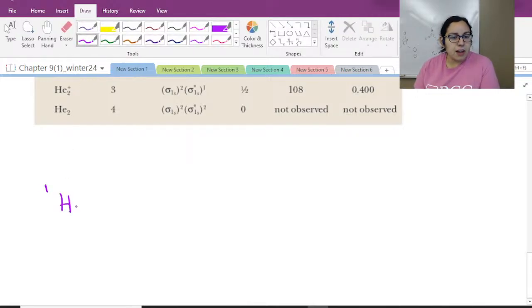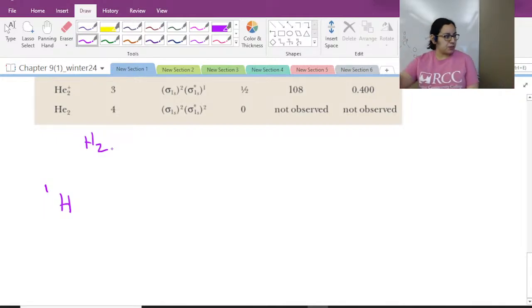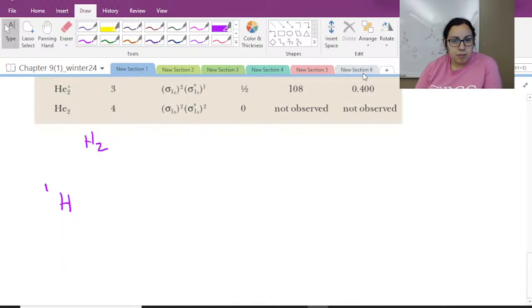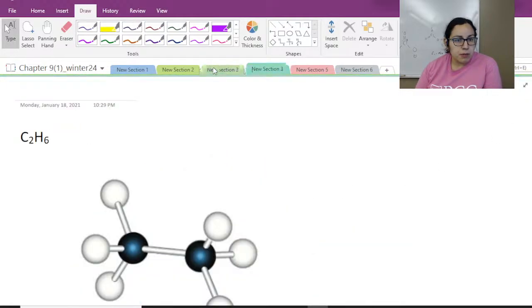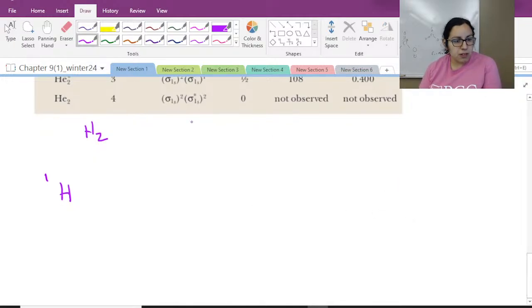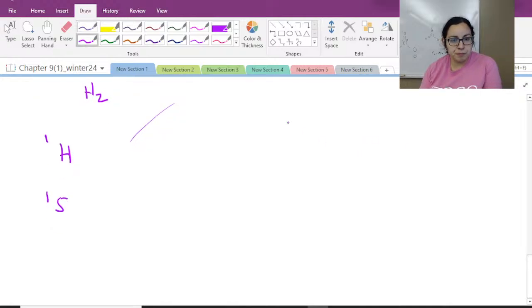Let's just think about hydrogen, and what happens when hydrogen bonds to make diatomic hydrogen. The first question is, what orbitals do we have? What orbitals does hydrogen have? So just the 1s, right? It only has one s orbital. We should know that from our periodic table, that it just has a 1s orbital.